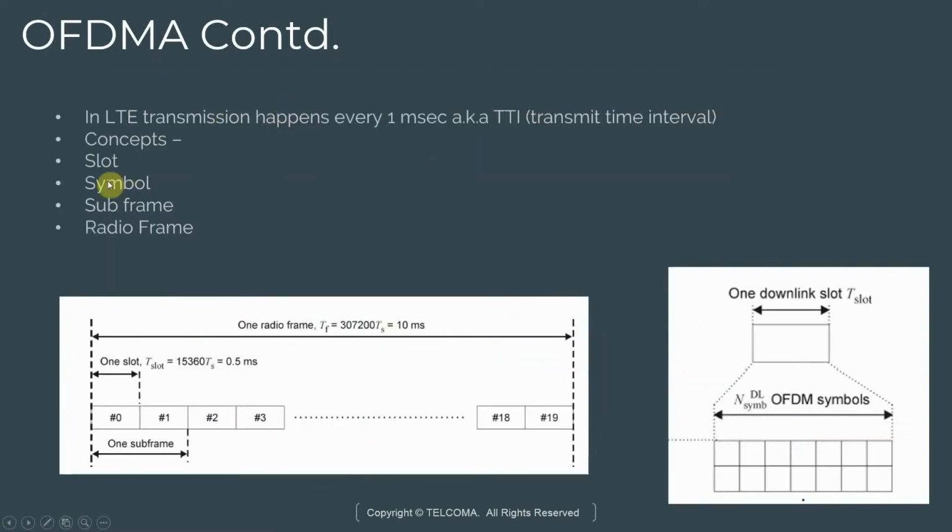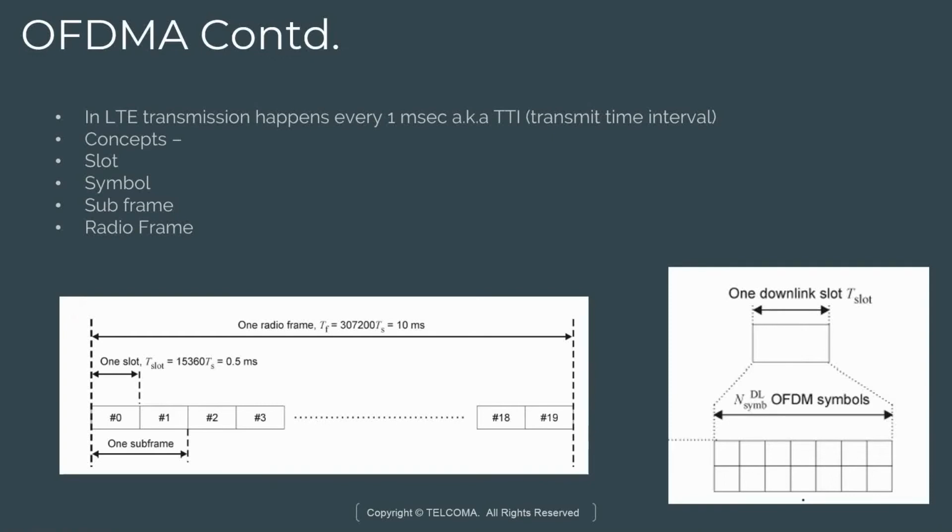If you look at LTE, the transmission actually happens every 1 millisecond. So if you were to look at RF coming out of an eNodeB, you would notice that once every millisecond, the eNodeB transmits data. And this interval is also called TTI, which stands for transmit time interval. Now let's take a closer look at the building blocks of this TTI.